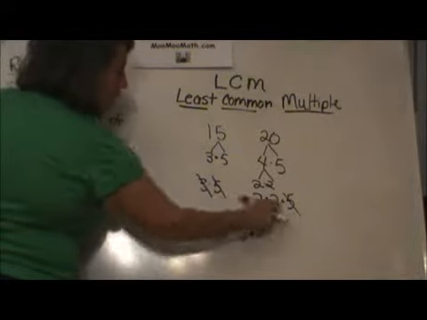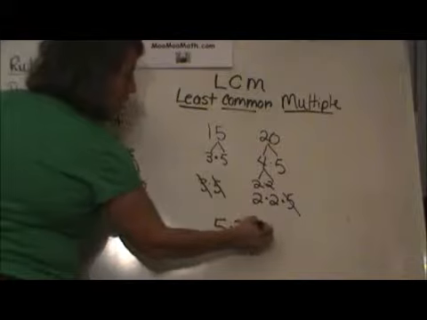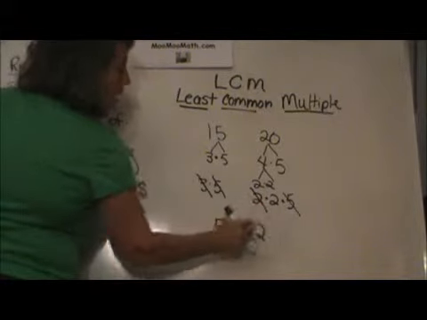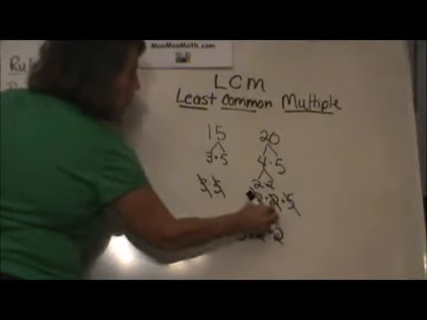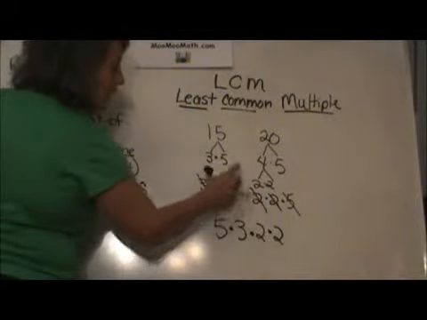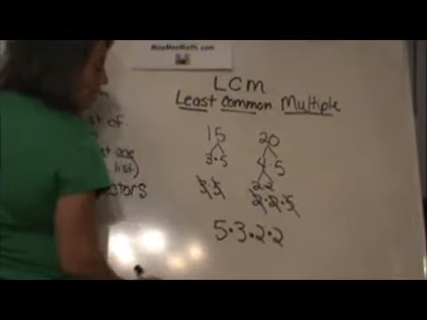Then my next factor I have to have represented is a 2. And then I have another 2 I have to represent. Just because these 2's weren't in this list, that's okay. I still have to have them in my final answer.